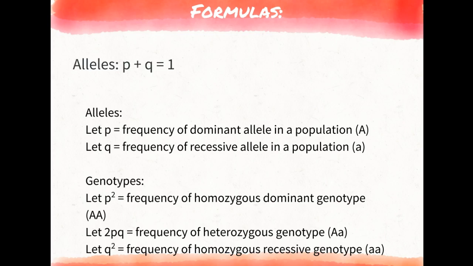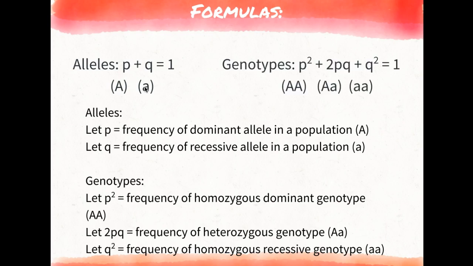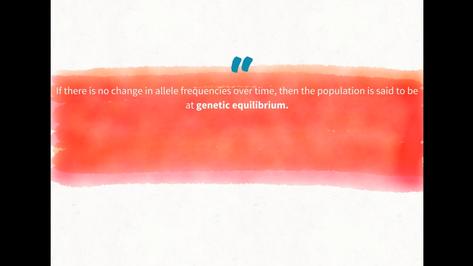So our formula is P plus Q equals 1 if we're just solving for allele frequencies. So how many of the individuals have the dominant allele versus recessive allele, we can use this formula. Remember, P is equal to big A and Q is equal to little a. And then for our genotype frequencies, P squared is the homozygous dominant, 2PQ is the heterozygous, and Q squared is the homozygous recessive.